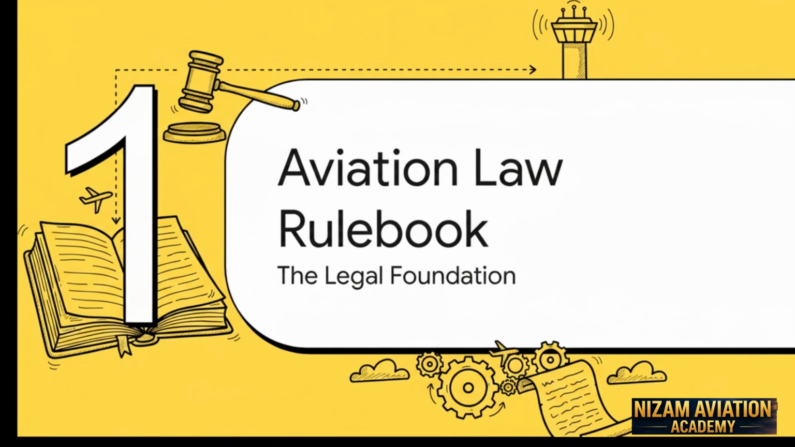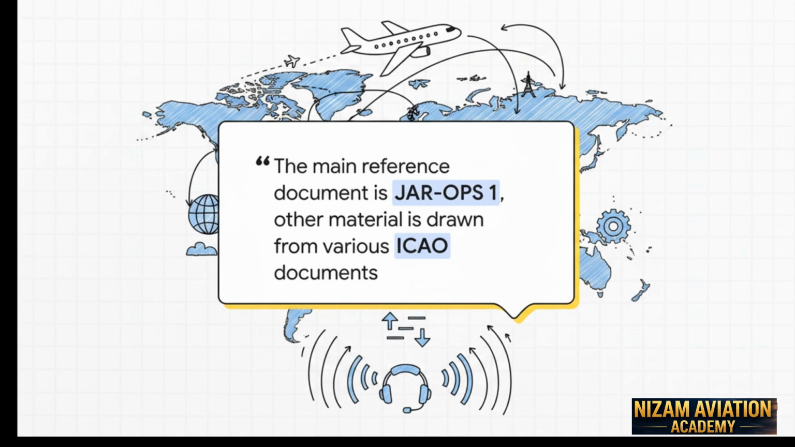All right, Section 1, the aviation law rulebook. Right, so before we can even begin to decode these specific abbreviations, we really have to understand the foundational legal framework that makes all these standardized terms absolutely mandatory. As our source material lays out pretty clearly here, the main reference document is JAR OPS 1, and it draws other material from various ICAO documents.